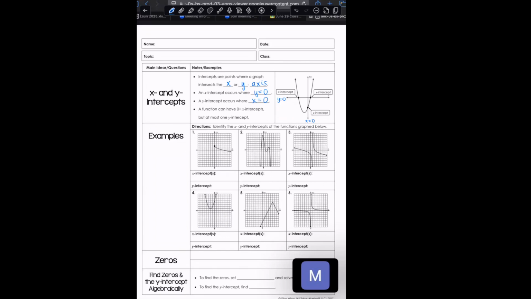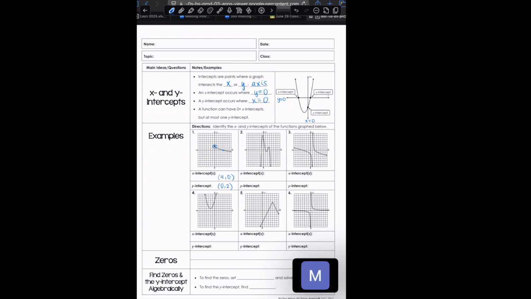All right, so this first one, your x-intercepts are where your graph crosses your x-axis. So what does it look like? 1, 2, 3, maybe 4 right there. So your x-intercept would be 4, 0. Y-intercept is where it crosses the y-axis, which is at 2 right here. So 0, 2.